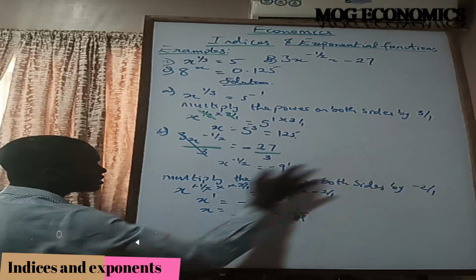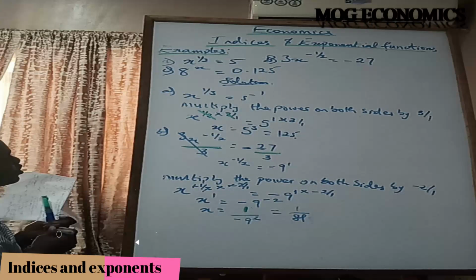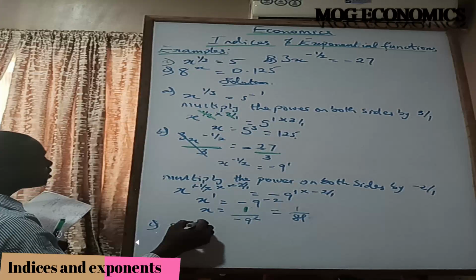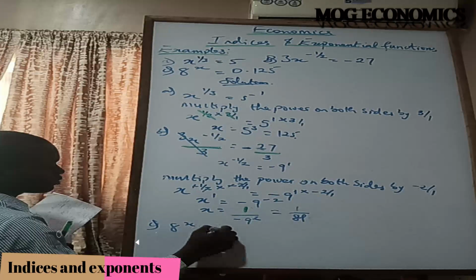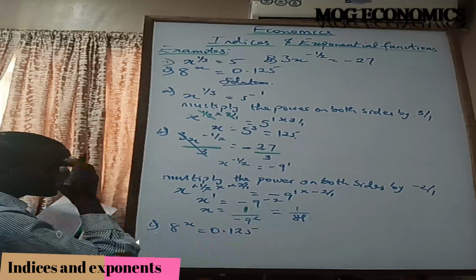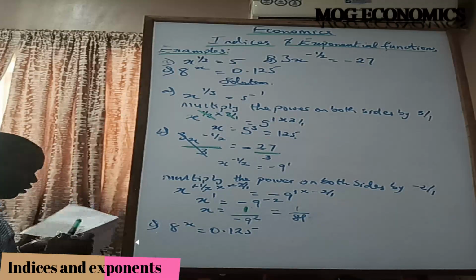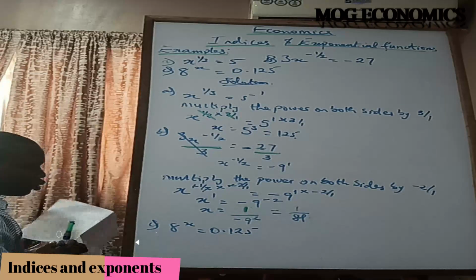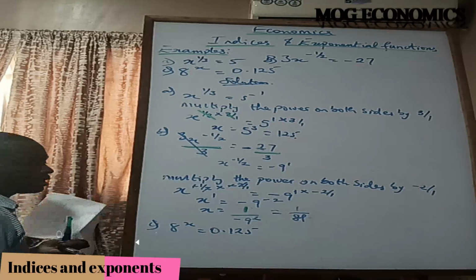So that's about that. Then the third question, C, 8 raised by x equals 0.125. Whenever you have a question like this, it simply means that there's a chance that you might also be able to express what's on this side in terms of x. So how do I do that? I'm going to apply my standard form.